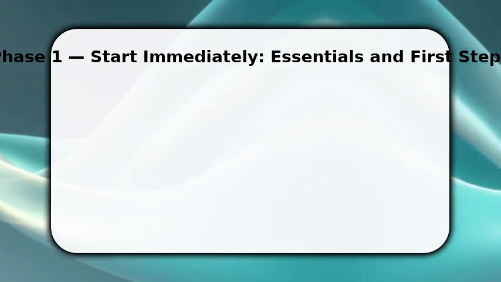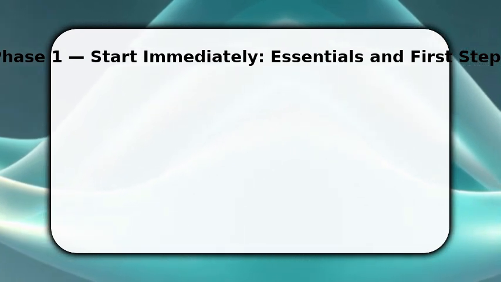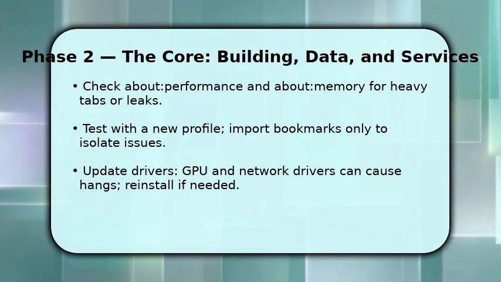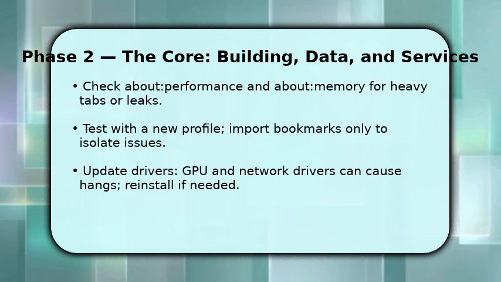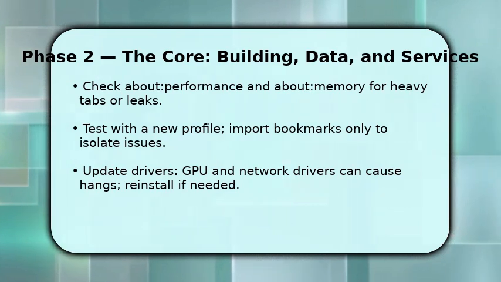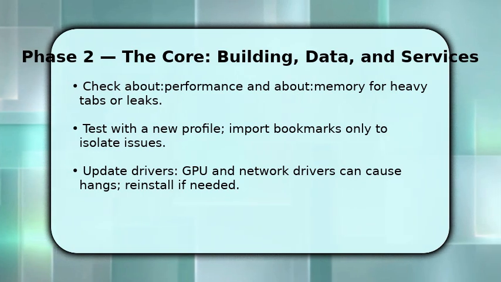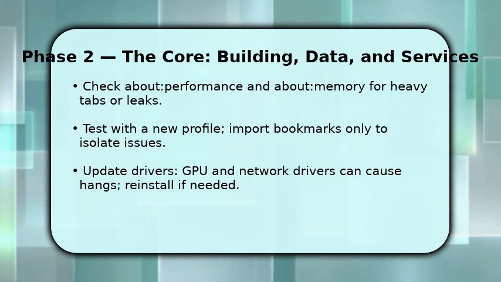If you use profiles, note the active profile name. This helps later when you need to isolate profile-specific corruption or settings. Now perform deeper diagnostics. Open About, Performance to spot tabs hogging CPU, and About, Memory to find leaking allocations. If a tab or extension keeps spiking, close it, then run Firefox with a new profile. Import only bookmarks to see if the freeze follows your profile.